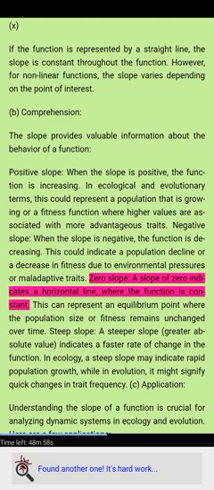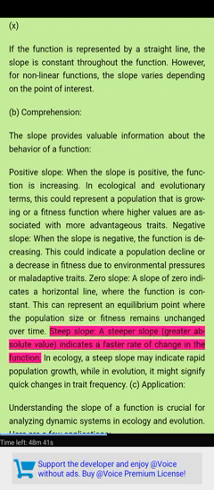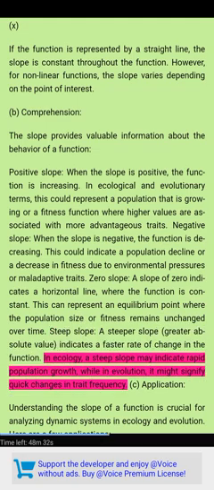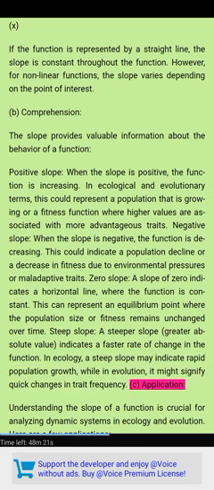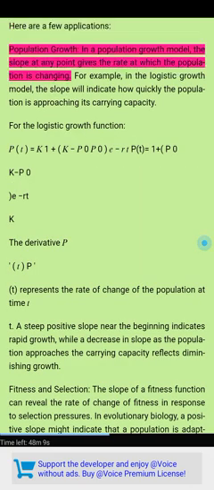Zero slope. A slope of 0 indicates a horizontal line, where the function is constant. This can represent an equilibrium point where the population size or fitness remains unchanged over time. Steep slope: a steeper slope, with a greater absolute value, indicates a faster rate of change in the function. In ecology, a steep slope may indicate rapid population growth, while in evolution, it might signify quick changes in trait frequency. C. Application. Understanding the slope of a function is crucial for analyzing dynamic systems in ecology and evolution. Here are a few applications.